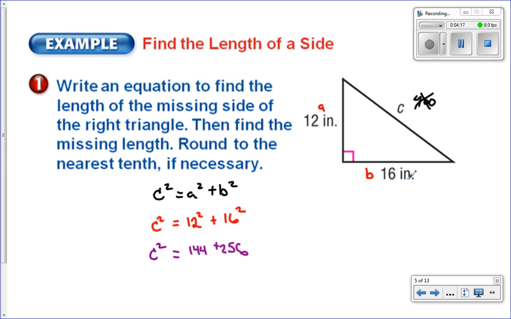Here's my pen. See if I can get it back to work. C squared is equal to 400. I don't want c squared, I just want c. Well, how do I get c?